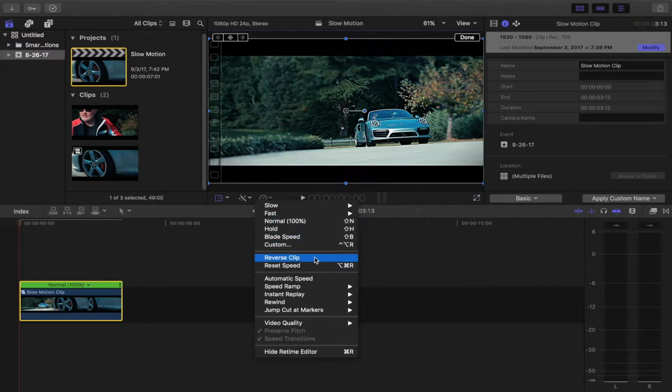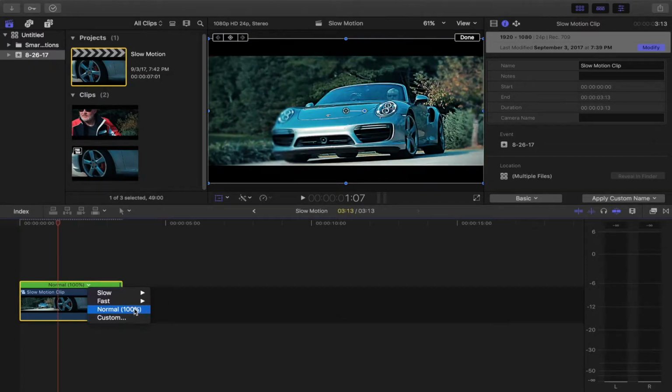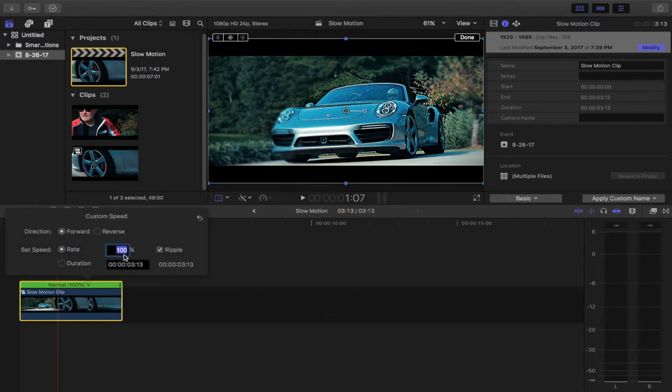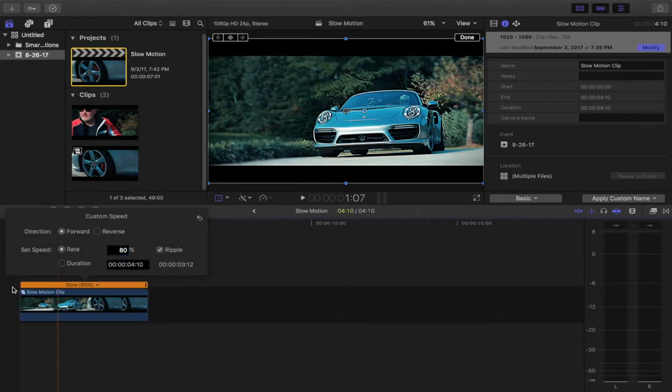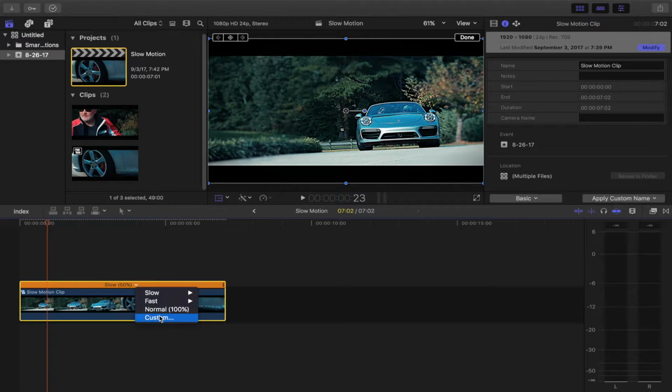The other ones like reverse clip, automatic speed, speed ramp, they also do different speed things, and you should check them out. Or you can pick custom if you just want to change it. Things that pop up right here where it's like normal, slow, fast, custom. Normally you want to pick custom. If you want 80%, boom, or 50%, or 40%.